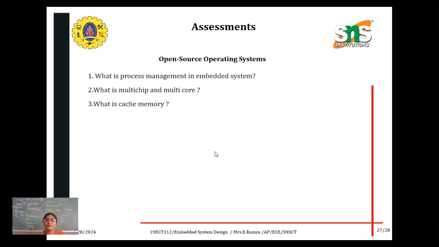What is multi-chip and multi-core? Multi-core comes under the dual core concept. Multi-chip means we have different types of chips available on the same core. Okay, so cache memory is the temporary memory.